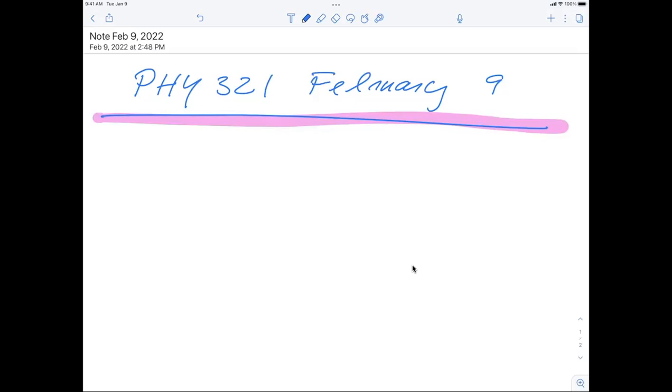Okay, so let's look at the example which we had. And the case we were looking at was a falling object. In our case, a falling ball.